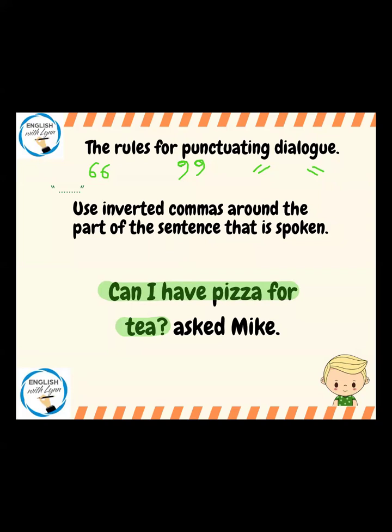What I then need to do is get my inverted commas, and they need to go before the can. Look very carefully at the end inverted commas, because they need to go after the question mark. So the final inverted commas go after any punctuation that you have got within the bit of speech. Okay, so that's the first thing we need to remember.